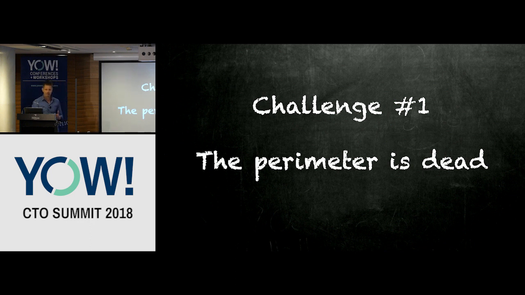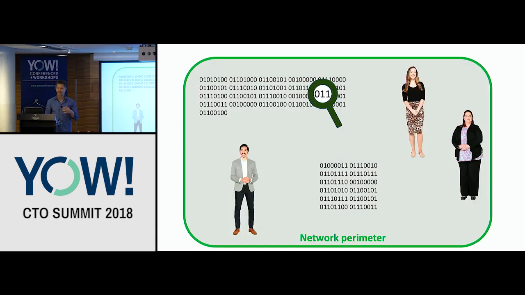Challenge number 1. We've all heard the saying, the perimeter is dead. I don't think that's true. I think the perimeter is changing. If you think of the old world, we had this concept of a network perimeter. All of the data and all the people were inside this trusted space, and outside of this network perimeter was untrusted. And as long as you could protect that perimeter, everything was good.